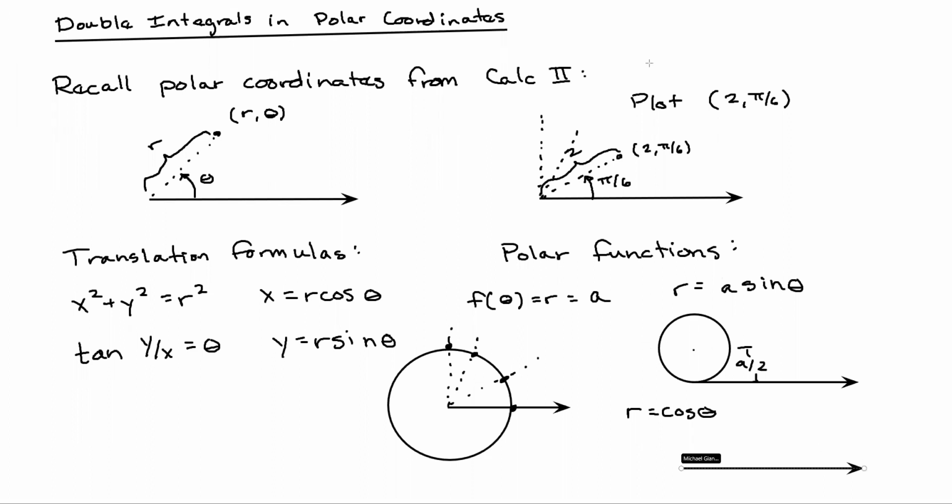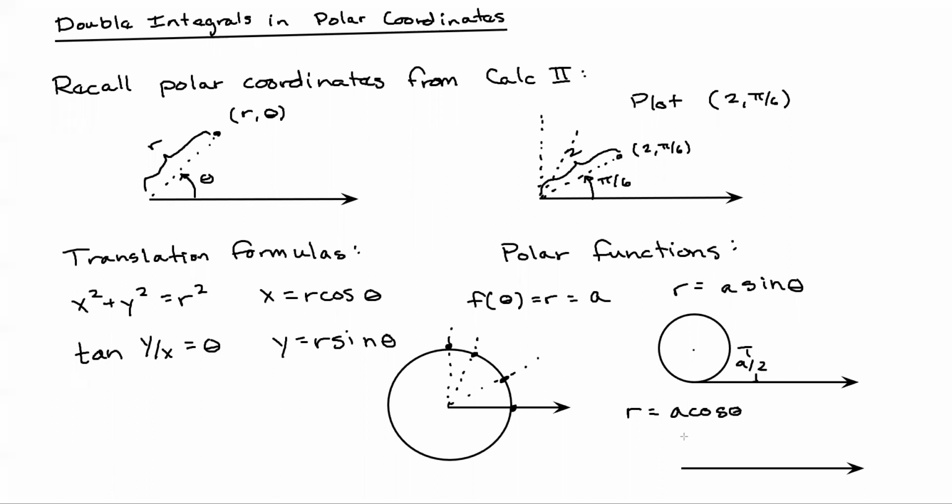Oop, I forgot the a. R equals a sine theta, cosine theta. Wow. R equals a cosine theta. Got it that time. Okay.